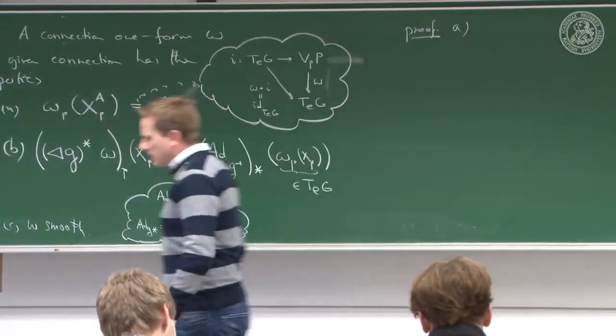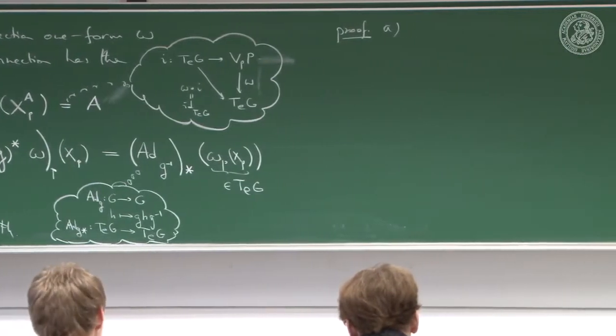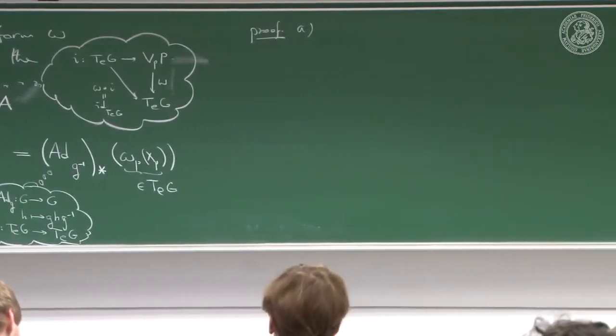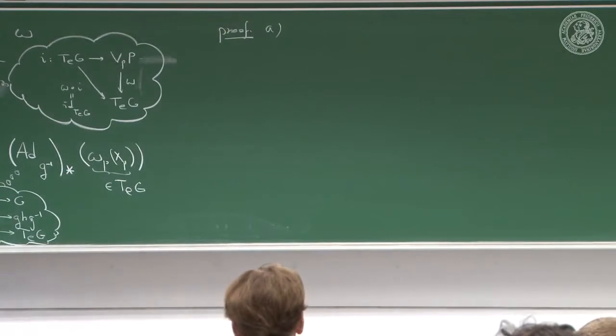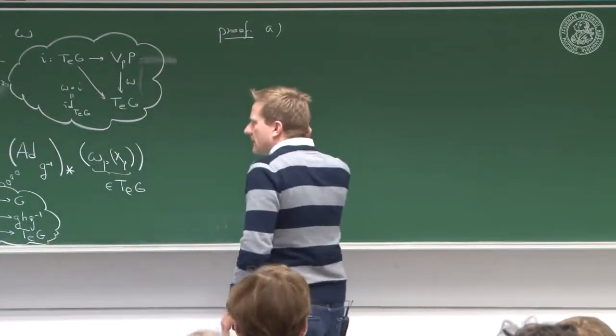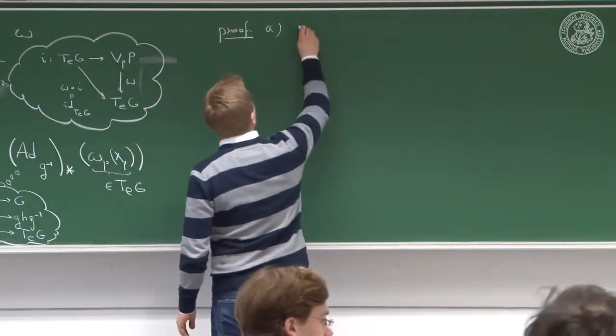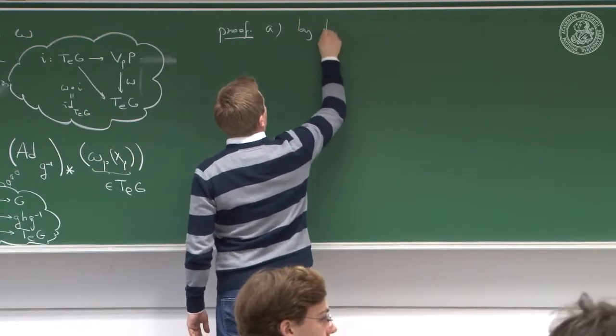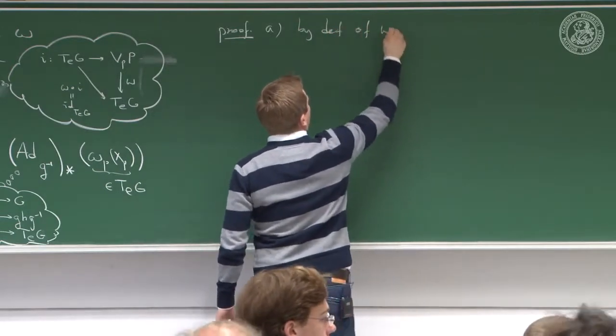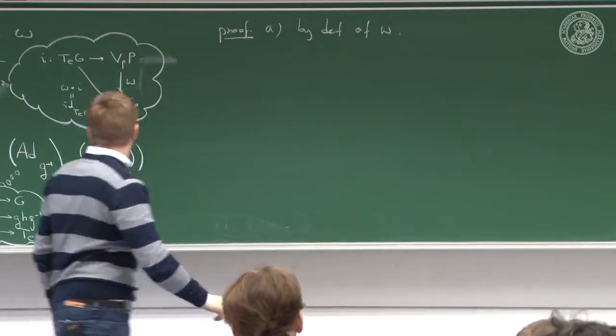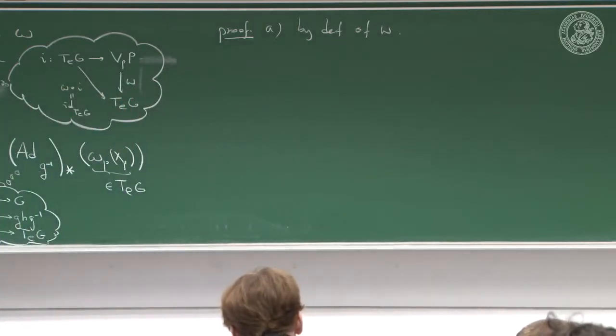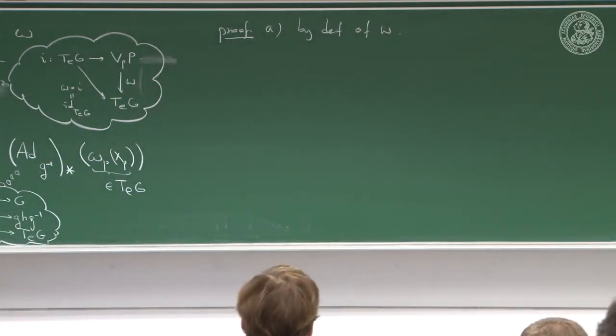Well, maybe we formulate this. Yeah, okay, let's do it this way. So proof. So A, this is simply true by the definition of omega, full stop, because this is a vertical vector that we established, and we know that if we plug this in here, we just reproduce the well.